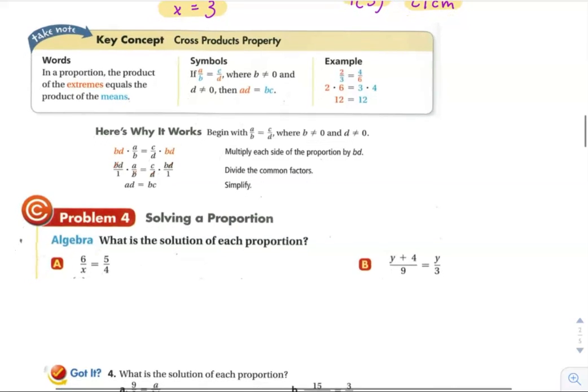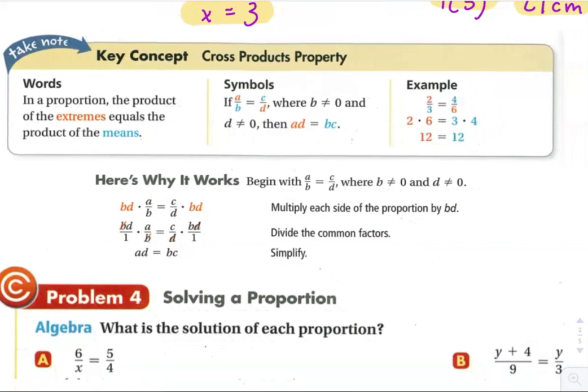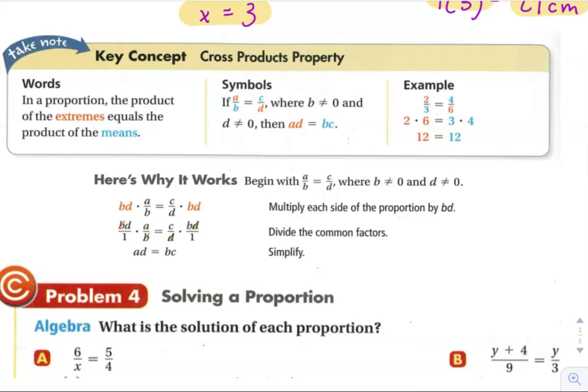All right, now cross products property, you guys might think of this as cross multiplication. So they're just reiterating here, in a proportion, the product of the extremes equals the product of the means.